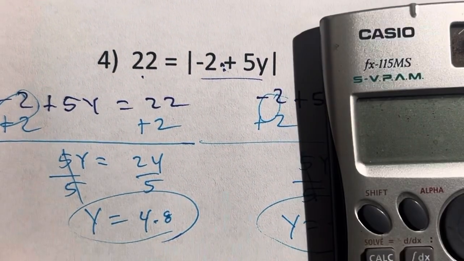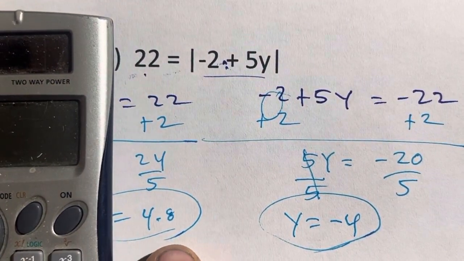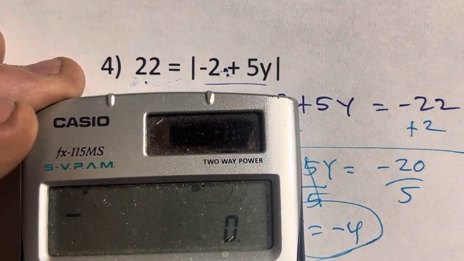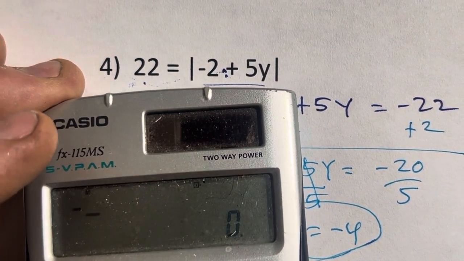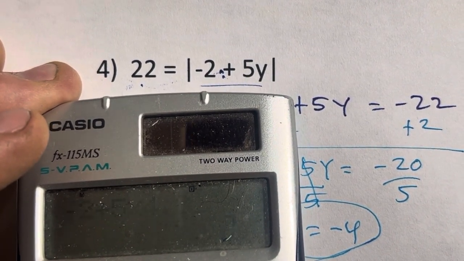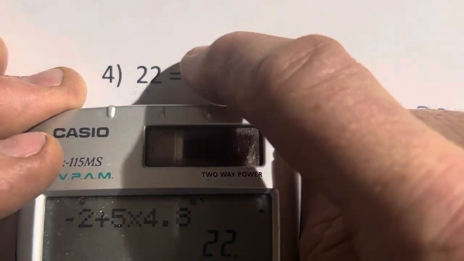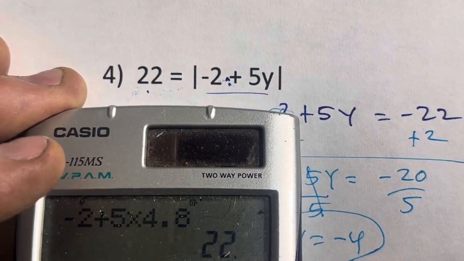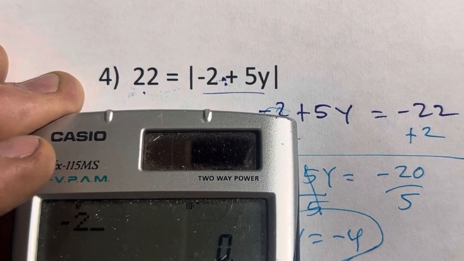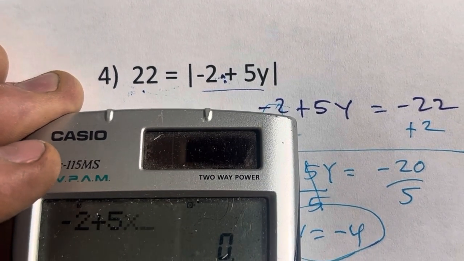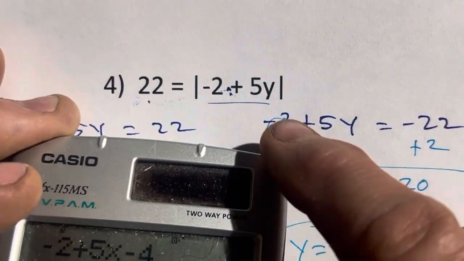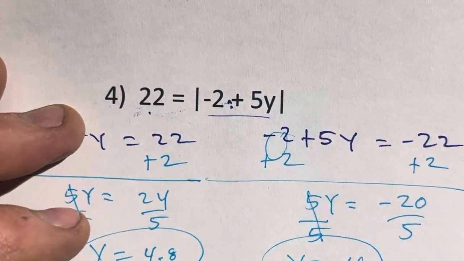I can do a calculator and check it real quick. If I try 4.8, negative 2 plus 5 times 4.8 comes out to be 22, and the absolute value of 22 is 22. If I try negative 4, negative 2 plus 5 times negative 4, and I get negative 22, and the absolute value of negative 22 is 22, and both solutions work.